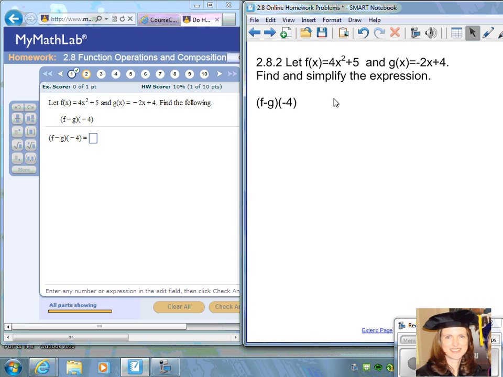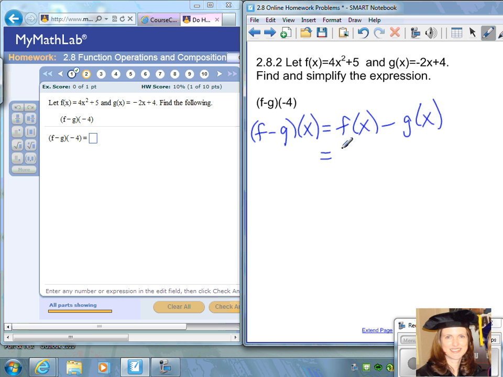Let's look at number 2. Let f of x equal 4x squared plus 5 and g of x equal negative 2x plus 4. Find and simplify the expression. All right. You can use either technique. I'm going to do the first technique where you first find f minus g of x in general. So this is the f of x function minus the g of x function.